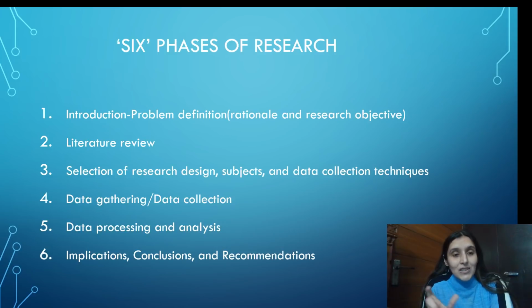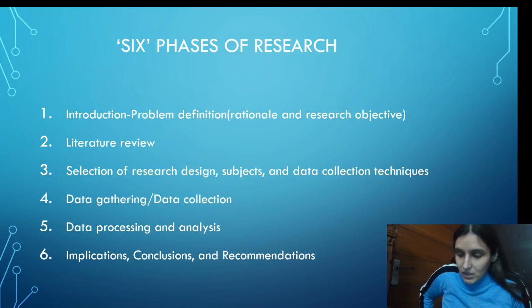So as the word says, research, searching something new. Searching it again and again, and sometimes my students ask me that what is the use of research when somebody's already searched something. What is the purpose of research? So let me explain it like this.